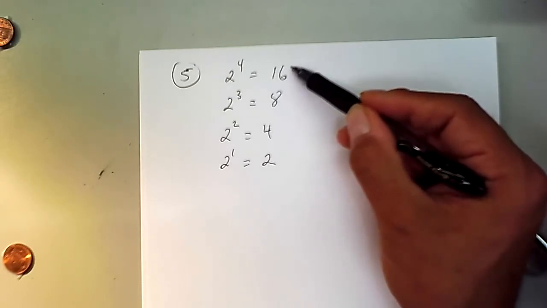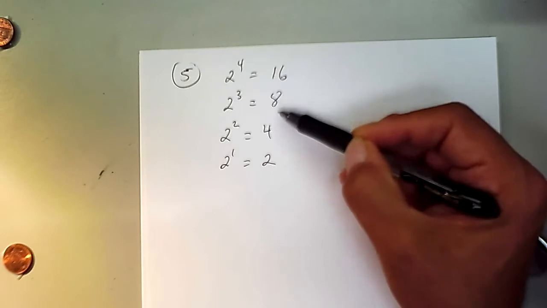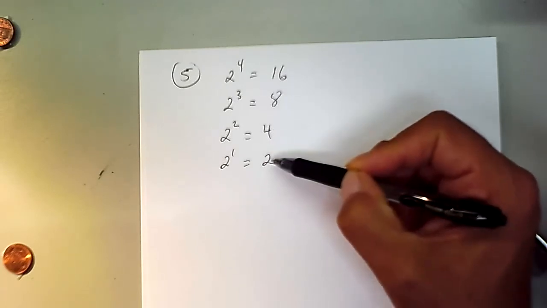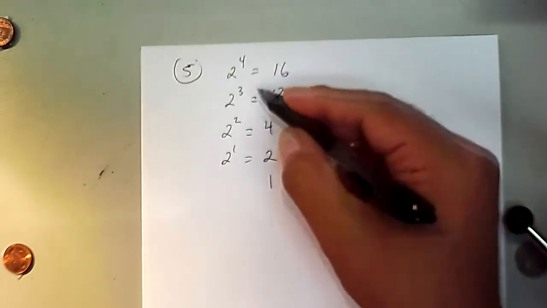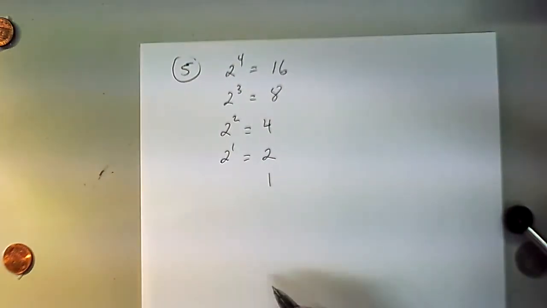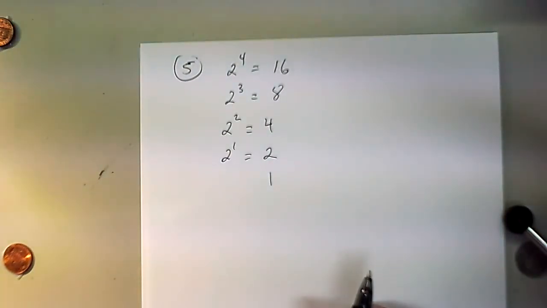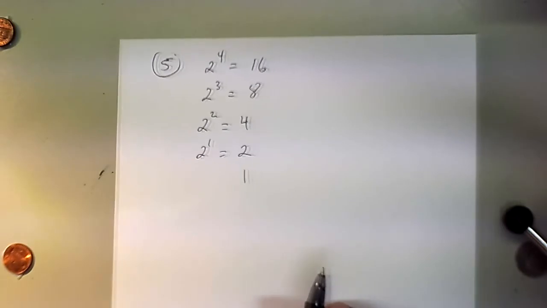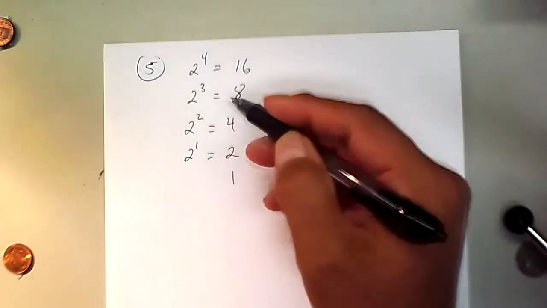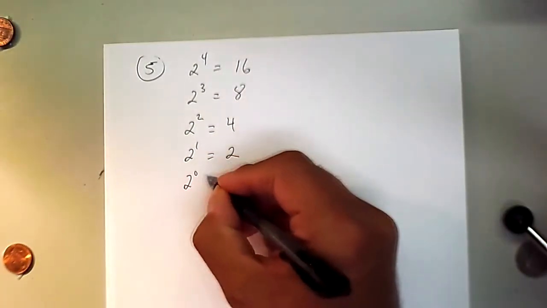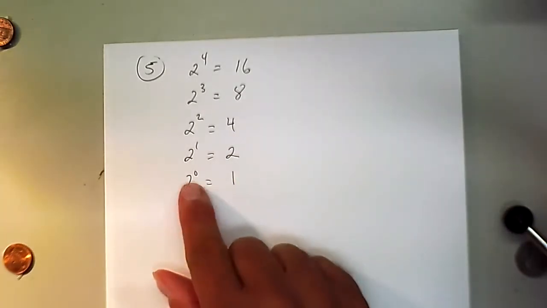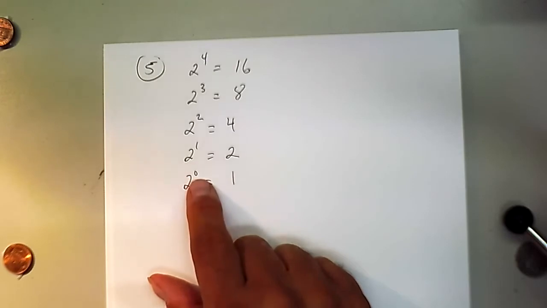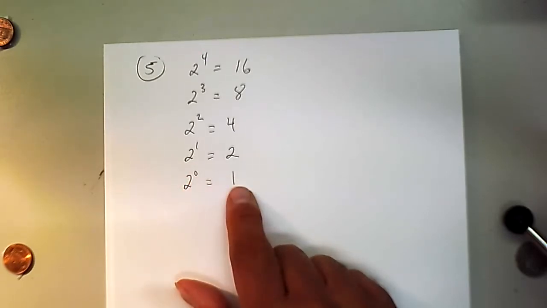From 16, half of that is 8. Half of that is 4. Half of the 4 is 2. Half of the 2 is 1. So if we continue with this sequence, and mathematics works very nicely with patterns, if we continue with the same pattern, we get 2 to the 0 is equal to 1. That 0 means, in this context, absence of factors. No factors means 1.